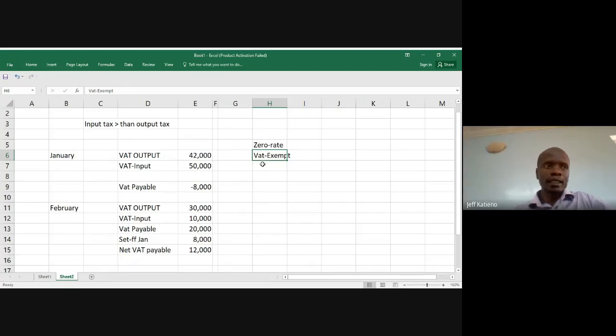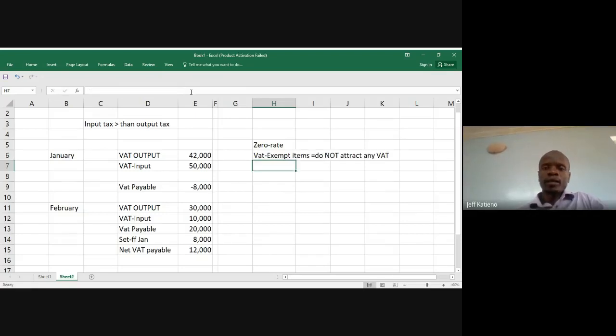So VAT exempt are items that don't attract VAT. VAT exempt items do not attract any VAT, while the zero rated attract VAT at 0%.